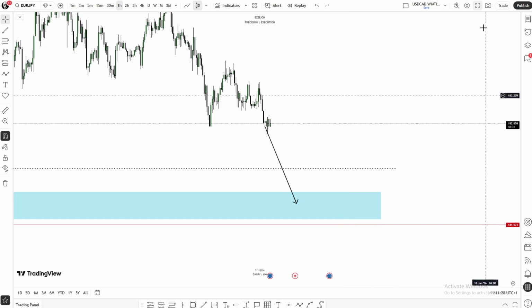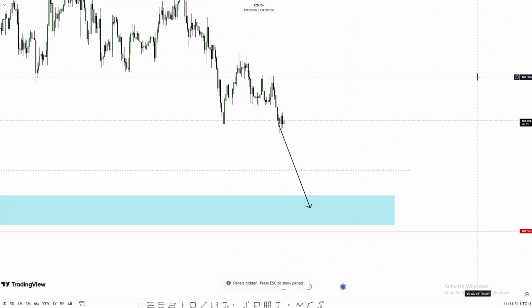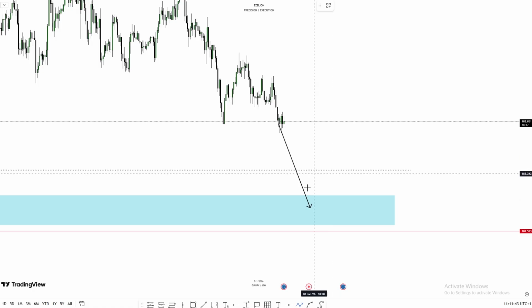Now you can have different entry models. There's a lot of entry models. We have the ICT box model. We have the 2022 model. There's just a lot of models, right? But what I'm actually looking for is something like this entry pattern. I want price to sweep liquidity.